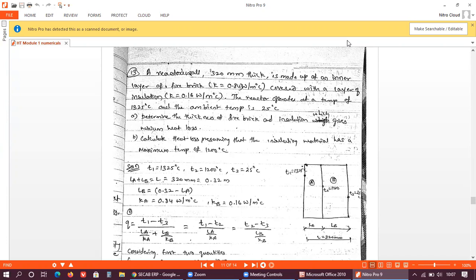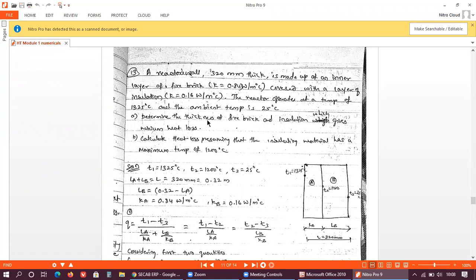So the reactor operates at a temperature of 1325 degrees Celsius. So the inner temperature of the reactor is 1325 degrees Celsius, and the ambient air temperature is 25 degrees Celsius. Ambient air temperature means the surrounding temperature is 25 degrees Celsius. Here, what is to be calculated? Determine the thickness of the fire brick which gives a minimum heat loss.